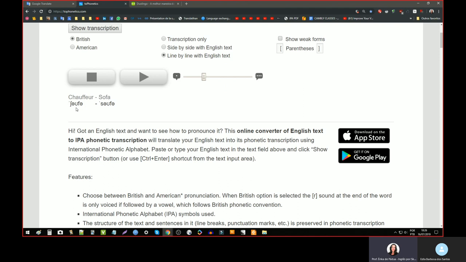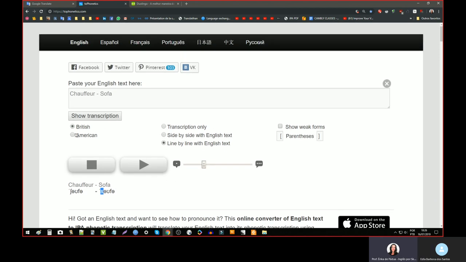It's the same. See, the only difference is the first sound. So this is a minimal pair. This is sofa and sofa, yeah, in British English. But look in American English. Let's see if it's the same.